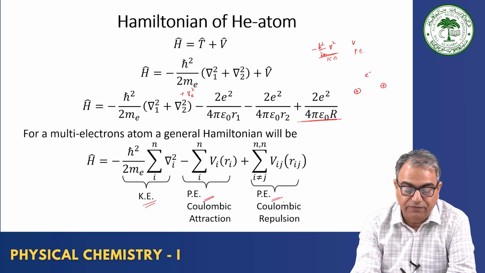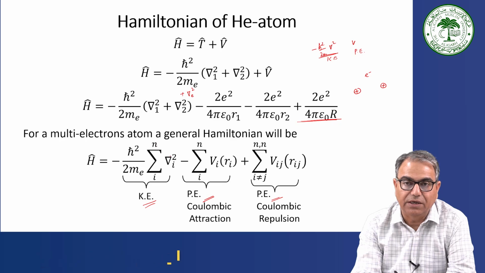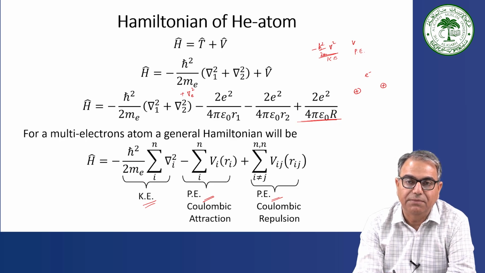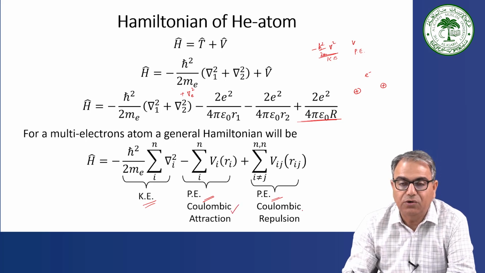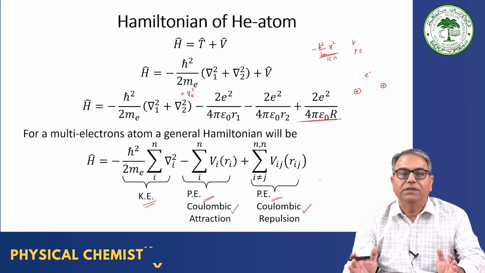Whatever the number of particles, from i to n, you will write ∇i². That is the kinetic energy term, minus ħ² divided by 2m into ∇i². So for each nucleus and each electron, you will have to write this kinetic energy term, and then you will analyze what kind of interaction is taking place in the system, and depending upon attractive and repulsive terms, you will write the second and third parts, Coulombic attraction and Coulombic repulsion. So your Hamiltonian becomes big.